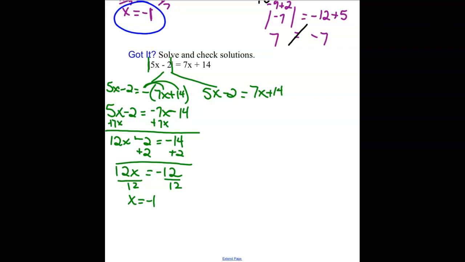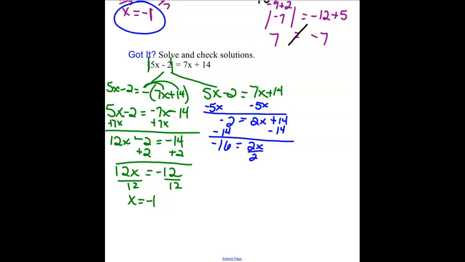For the other version, we need to get our x's together onto one side, so I'm going to subtract the 5x over to pair it up with the 7, which leaves me 2x. I'm then going to subtract the 14. I have negative 16 equals 2x, and now when I divide out my 2, I get negative 8 equals x. So again, we have to check this.